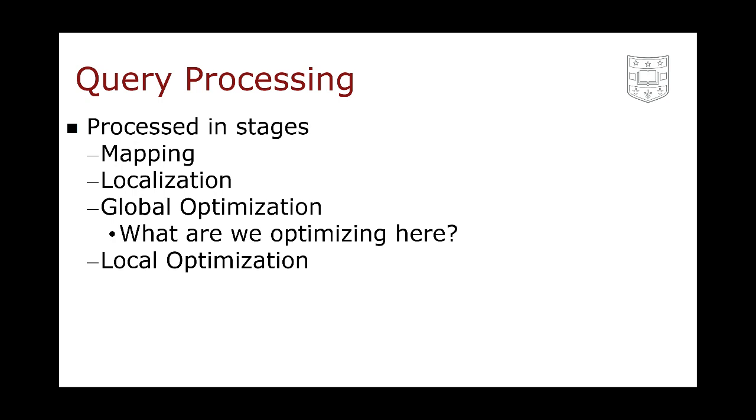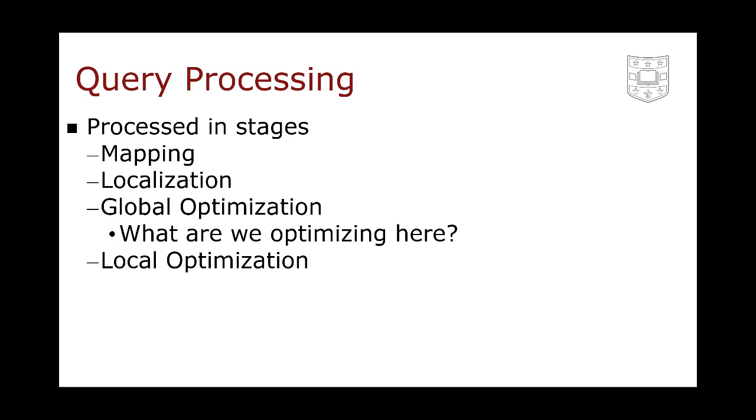Because I've got data in different places, right? I'm optimizing communication. Or more specifically, I'm optimizing how much information I have to send across the network. The more data I have to send, the longer it's going to take. So I'm trying to minimize how much data needs to be sent. So I'm going to optimize this globally. I know where the data is.